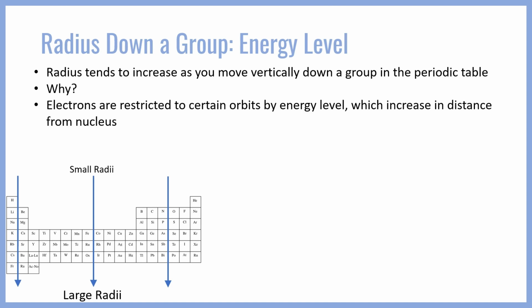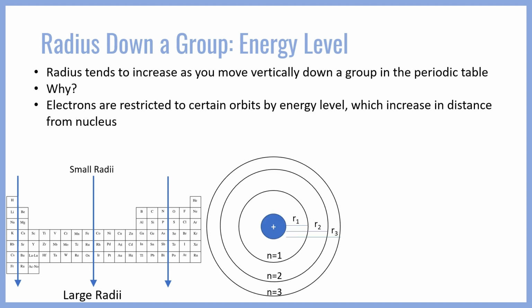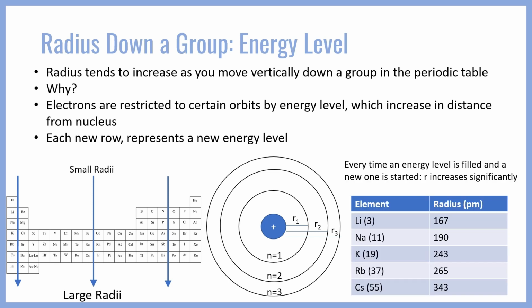Well, electrons are restricted to certain orbits by energy levels, the quantum number n, which increase in distance from the nucleus, right? Each successive energy level is going to be a further radius from the nucleus, as shown by this model here. In fact, they sort of look like Russian nesting dolls, where each successive energy level is enveloping the energy levels below it at a larger radius. And so each new row on the periodic table, each period, represents a new energy level and is therefore further from the nucleus than the period above it. So every time a new energy level is started, r is going to increase significantly.